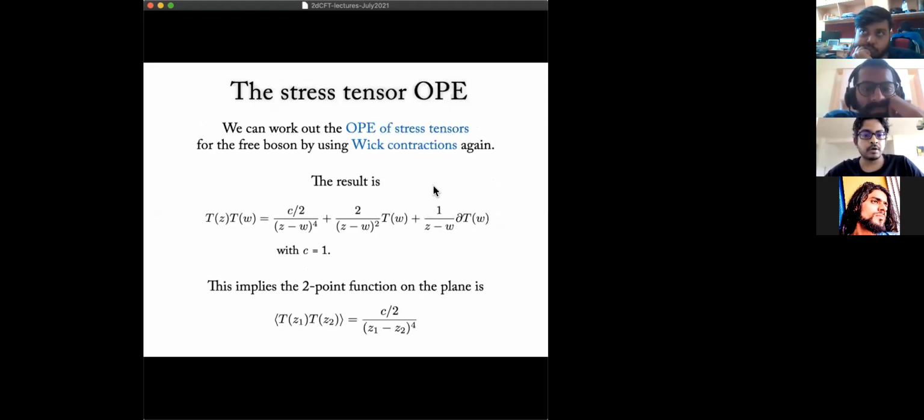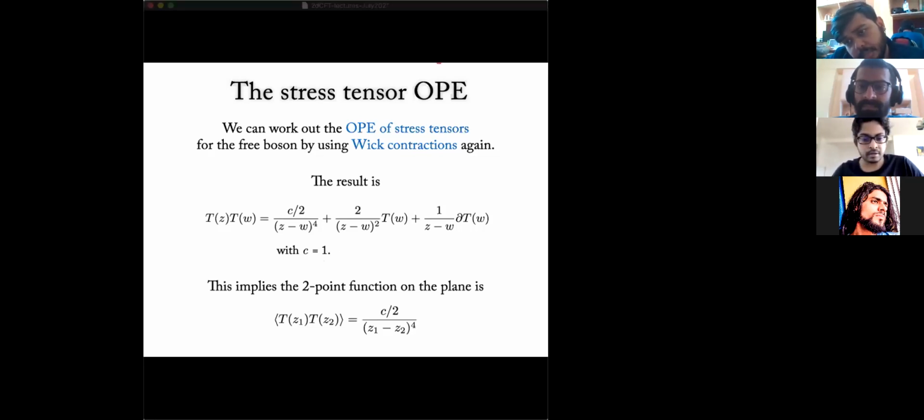Okay, so we can work out the OPE of stress tensors of the free boson, once again, by using Wick contractions. And the result which you get is this. So if you have two stress tensors, the OPE of that has a central term, which is this, and two other terms proportional to the stress tensor itself and the derivative of the stress tensor. Once again, we are doing it for the free boson theory, for which the central charge is 1.